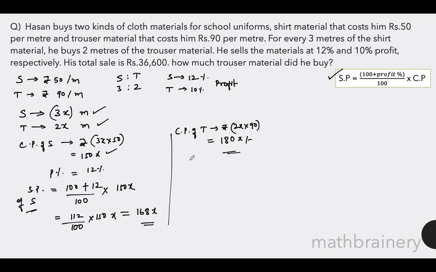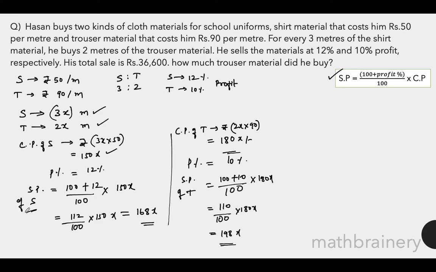What is the profit percent? Profit percent is 10%. So what should be the selling price of trouser material? From this formula, it must be (100 plus 10) by 100 into cost price, that is 180x. So that's 110 by 100 into 180x, which will give you 198x rupees.